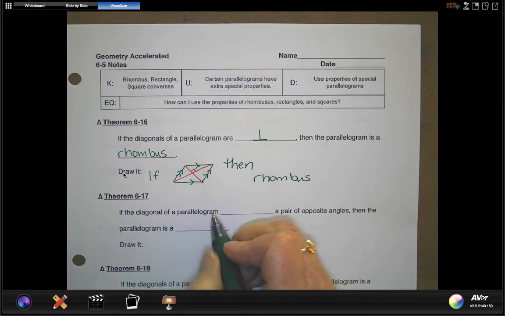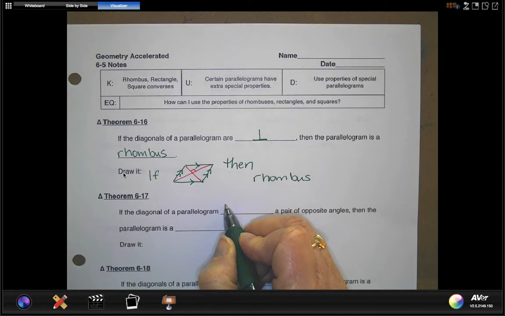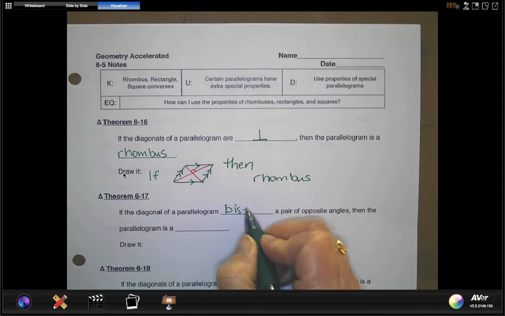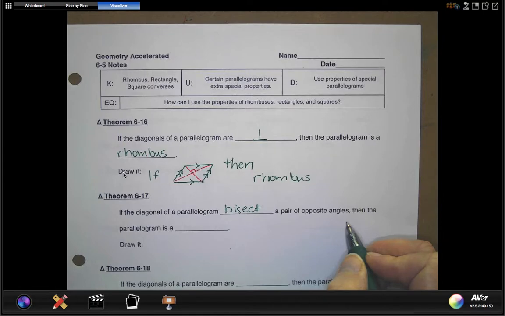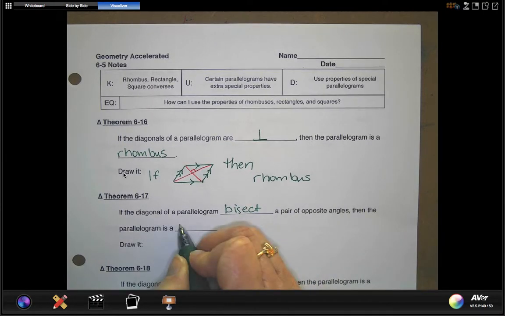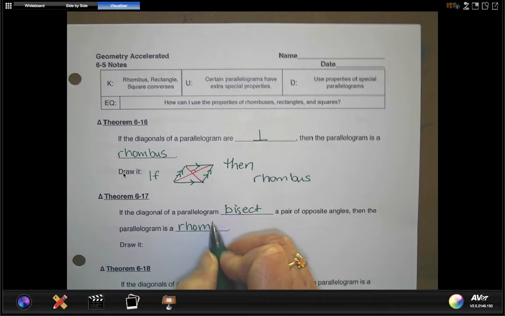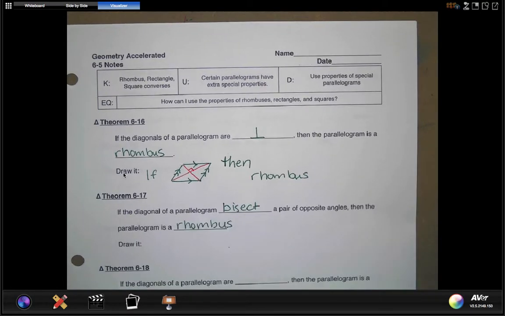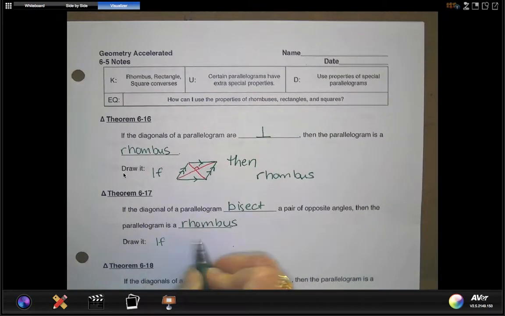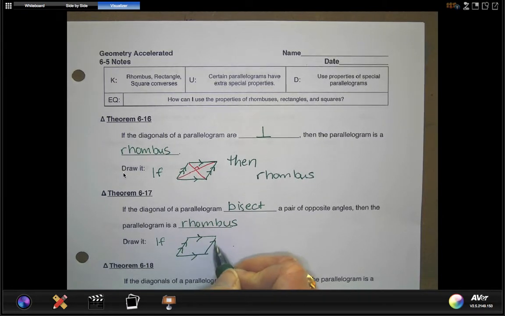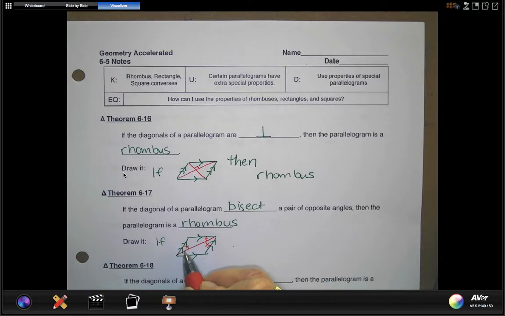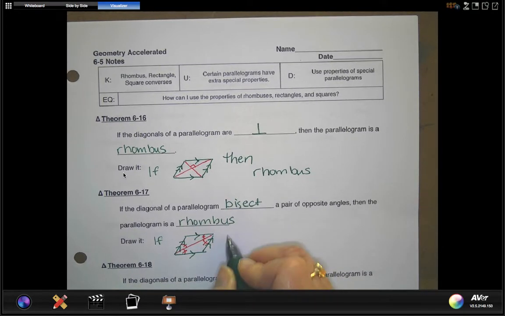6.17 says if the diagonals of a parallelogram bisect a pair of opposite angles, then the parallelogram is a rhombus. So again, if I know I have a parallelogram and I know the diagonals bisect a pair of opposite angles, then I know it's a rhombus.